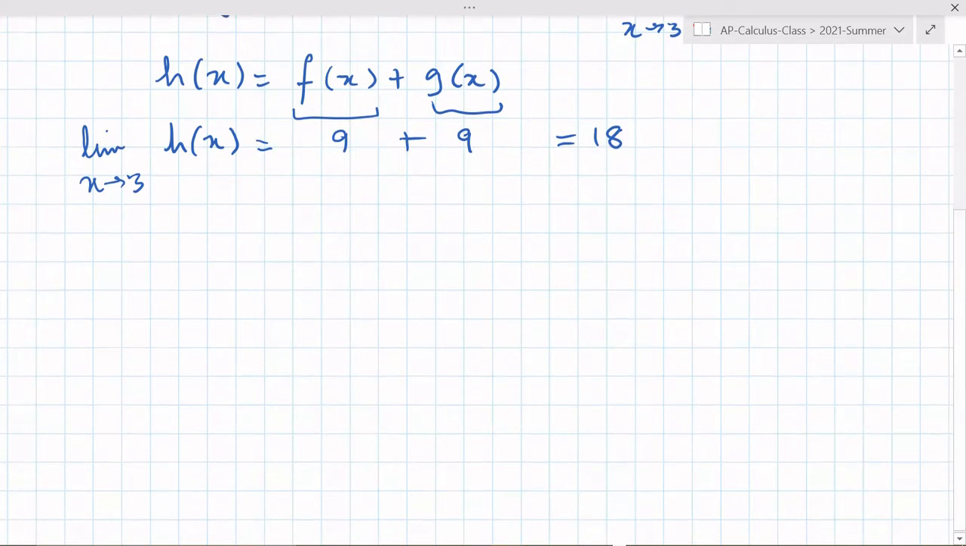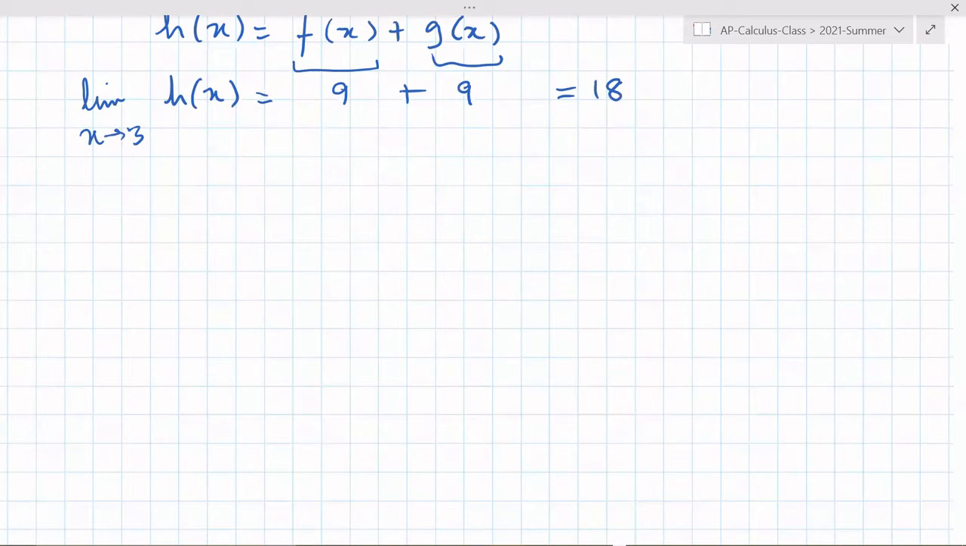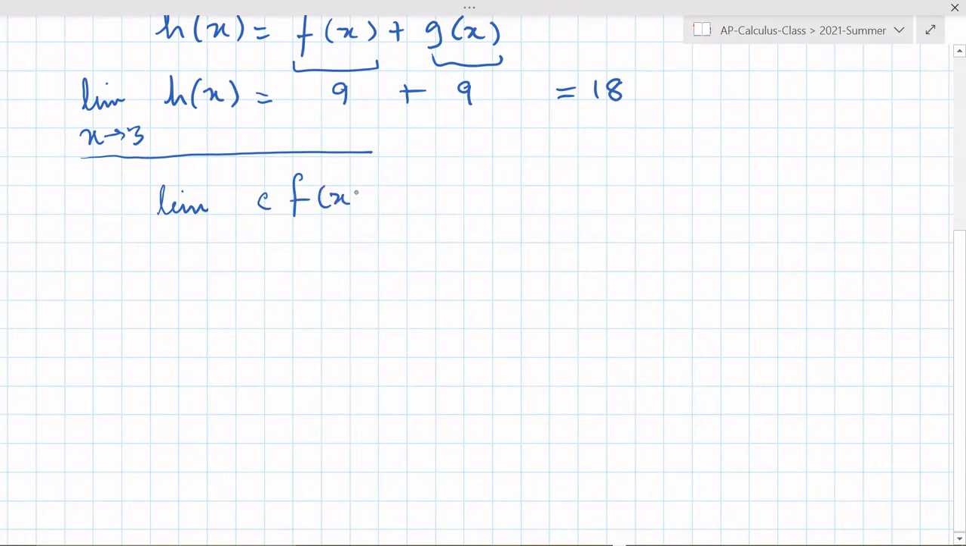Let me write out some of these results. So the limit of c times f of x: if I multiply a function by some constant and x tends to some value, it is the same thing as c times the limit of f of x.